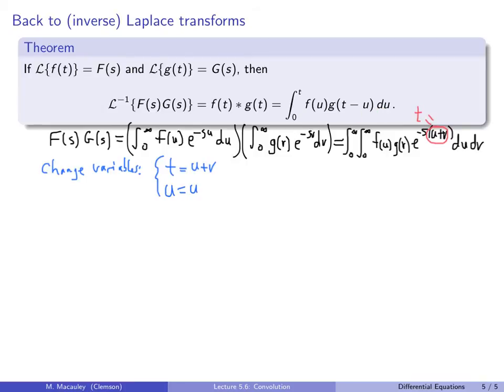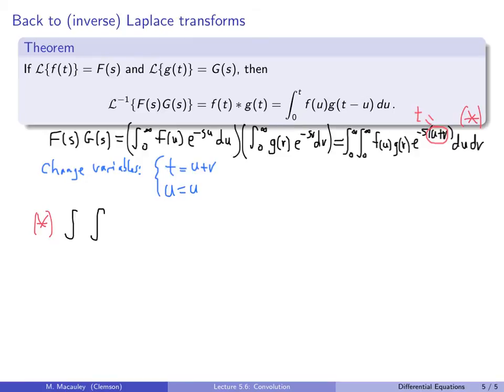Okay, so this integral here, I don't know what I want to call it. Let's put a star up here. This integral. Under this change of variables, let's try to figure out what it becomes. So it's going to be a double integral. And the limits are the hardest part.